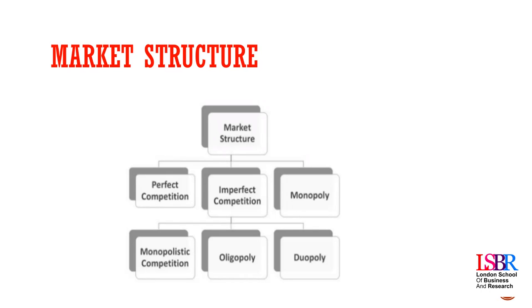However, unfortunately, the nature of the world, the nature of the economy, the nature of the world we live in today is such that we usually end up somewhere that's called imperfect competition. We either end up with monopolistic competition, we end up with oligopoly, or we end up with duopoly. So let's look at all of these in more detail.